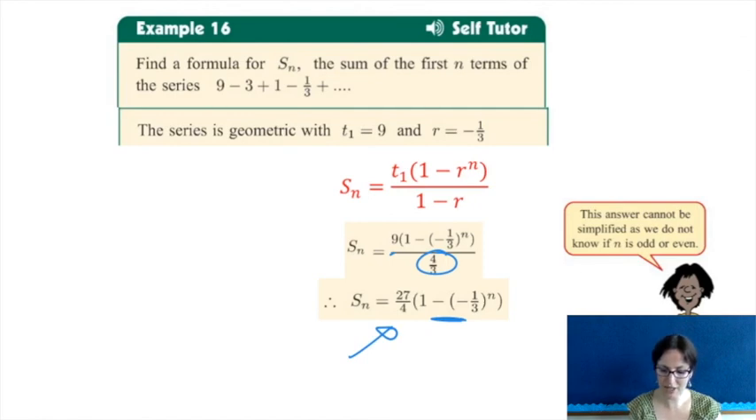And just a note here, the answer cannot be simplified as we do not know if n is odd or even. So thinking about that with negative numbers, if they're odd or even, how many you've added on, that's going to depend on where you end up.